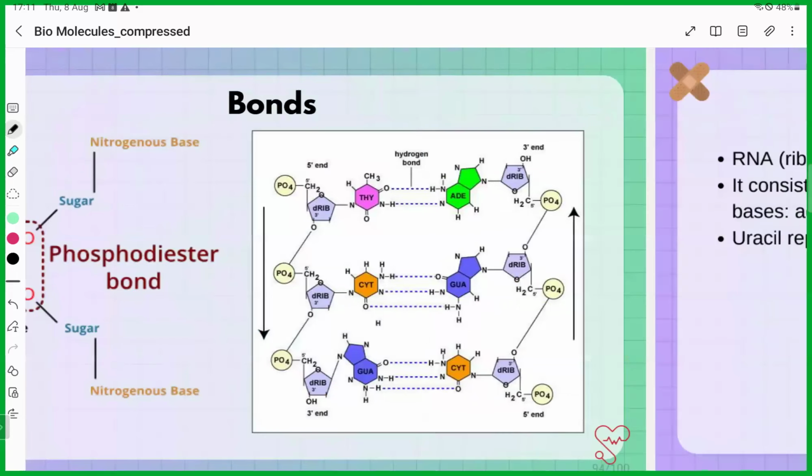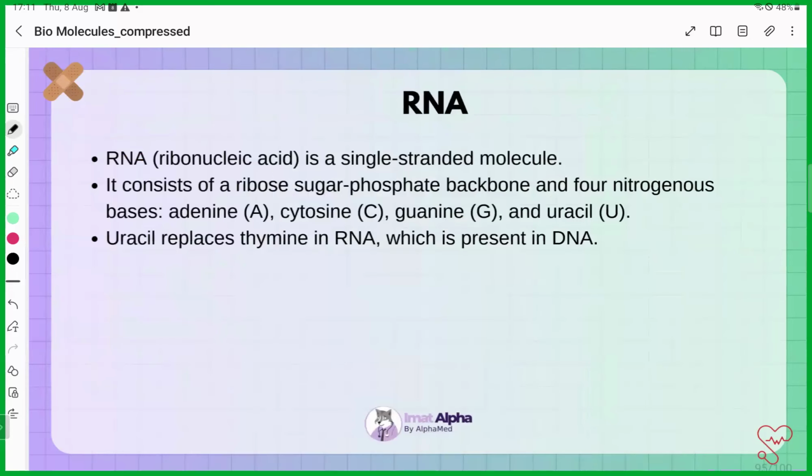RNA, ribonucleic acid, is a single-stranded molecule. Why is it single-stranded? Because, as we said before, the nucleus does not allow any double-stranded molecule to leave it. The pore membrane of the nucleus just allows single-stranded molecules to go out or to enter. It consists of ribose sugar, a phosphate backbone, and 4 nitrogenous bases: adenine, cytosine, guanine, and uracil. Uracil replaces thymine, which is present in DNA.